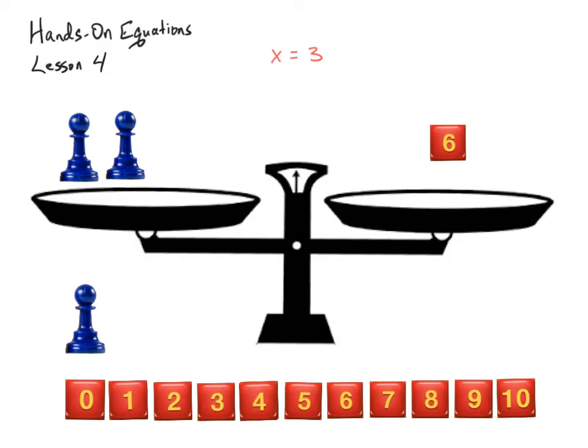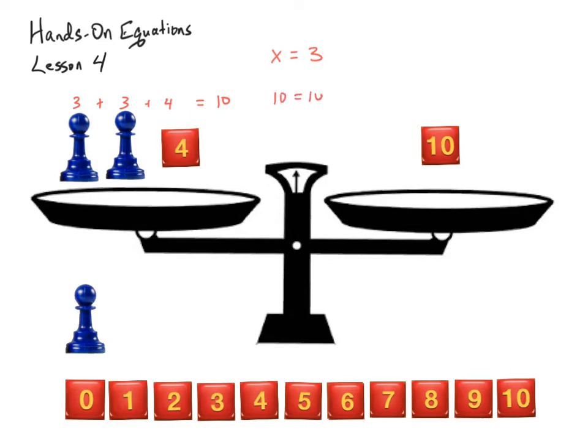If I went back to do my check, the original equation was 2x plus 4 equals 10. If I then plugged in 3 everywhere I see an x, 3 plus 3 plus 4, that gives me 6 plus 4 is 10, and the right-hand side is 10, so we have 10 equals 10. We know that this equation is true when x equals 3.